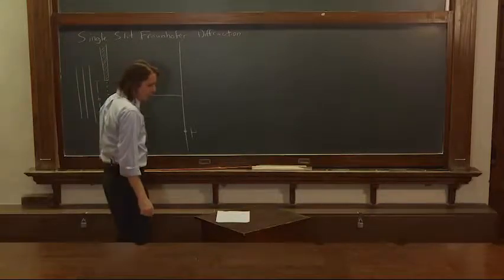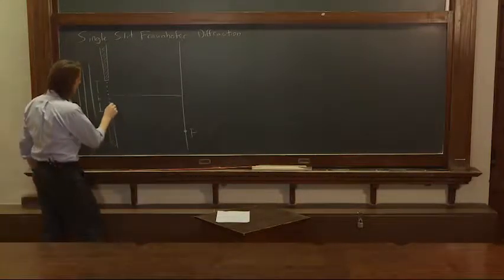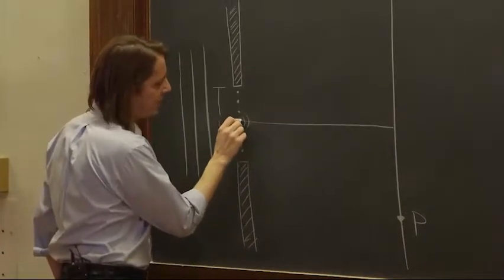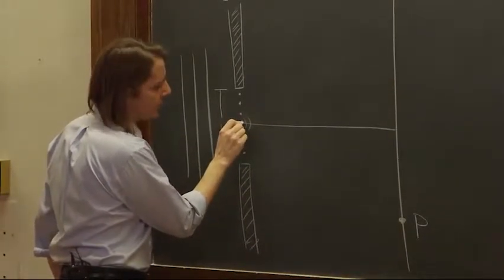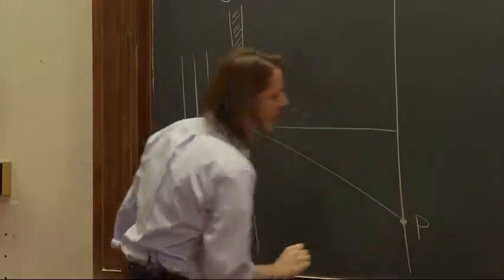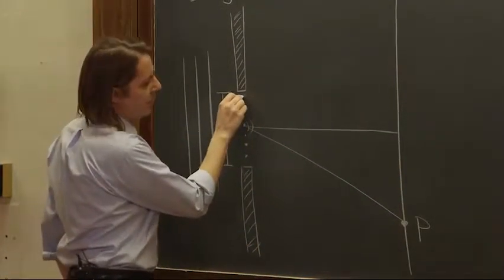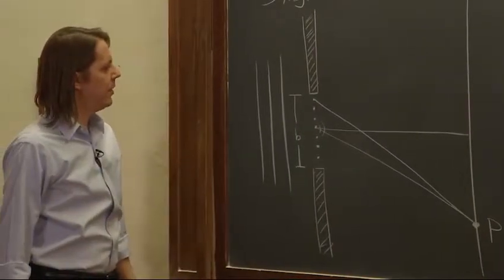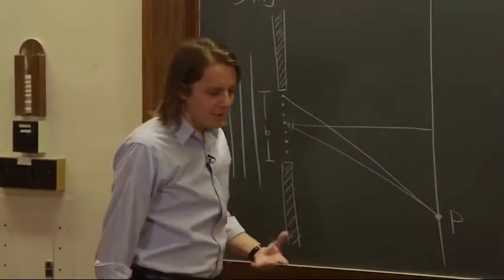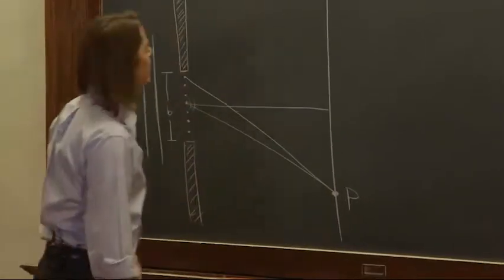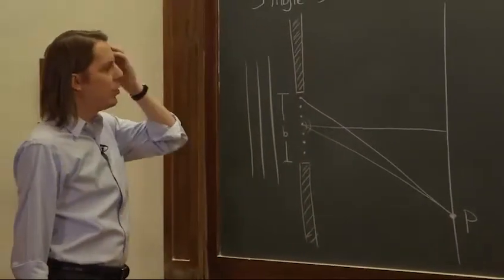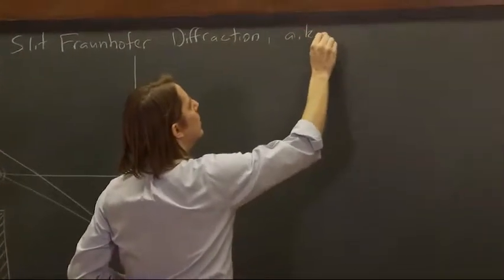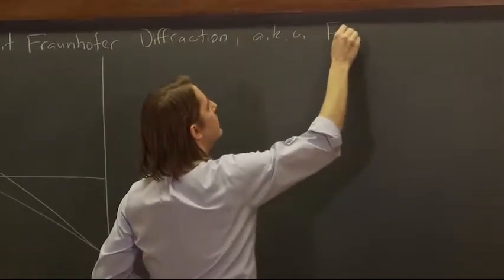Really what we have to do is think about all these little spherical waves sending light to point P. So for example, we'll have this one make it to point P, and we'll have that one make it to point P. Those two waves, we've got to add those up, keeping up with the interference. Another name for this is far field diffraction.